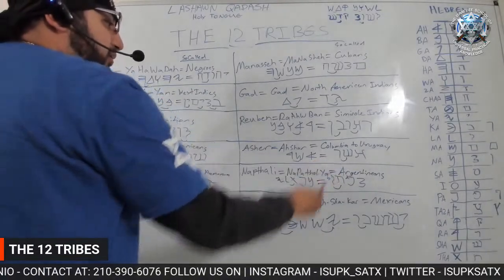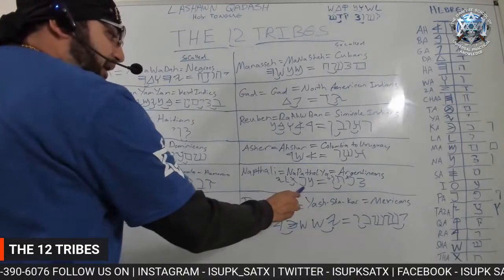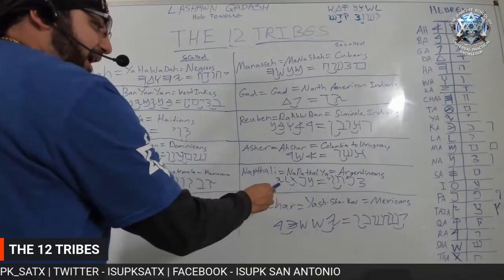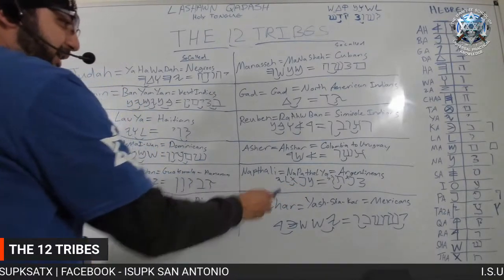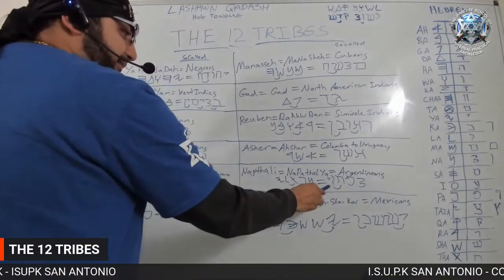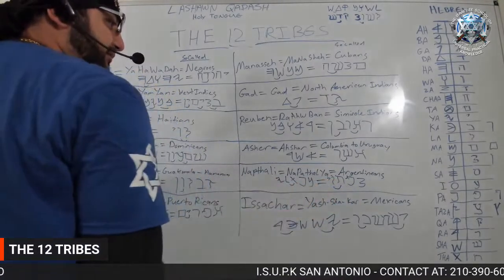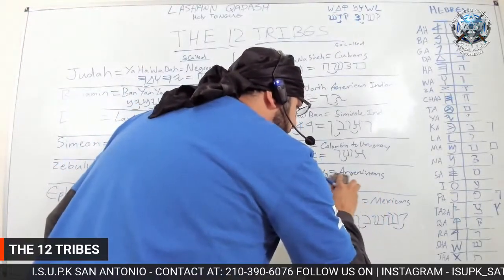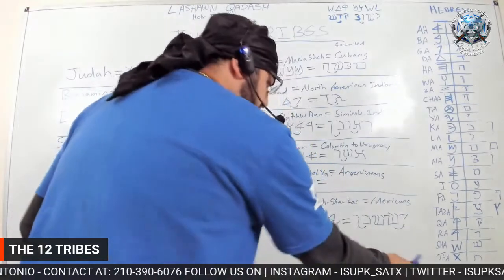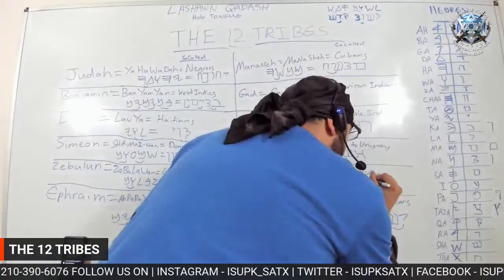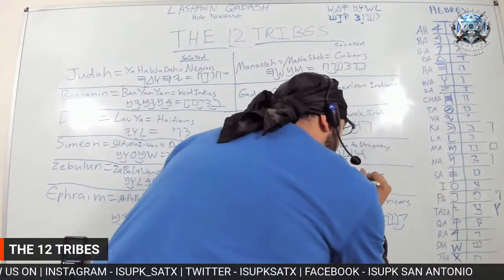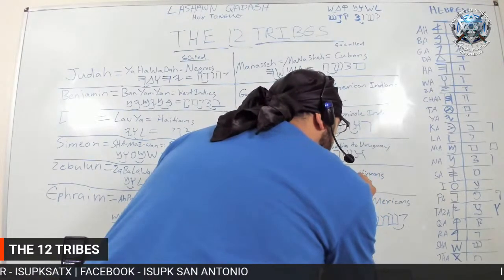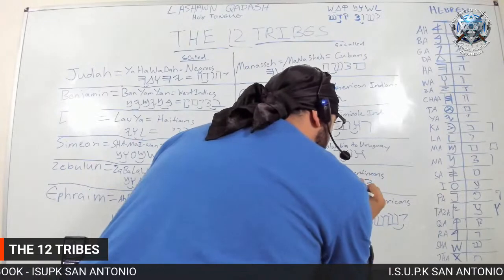Naphtali, Naphthalia, the so-called Argentinians. You have your Na, Pa, Tha, La. The Tha and the La are connected, so it's Naphthalia. Finish it with the Ya at the end. Naphthalia. I'm just going to rewrite this one because it was a little bit too close to the top there. So we have Na, Pa, Tha, and then La, and then a Ya. Naphthalia.